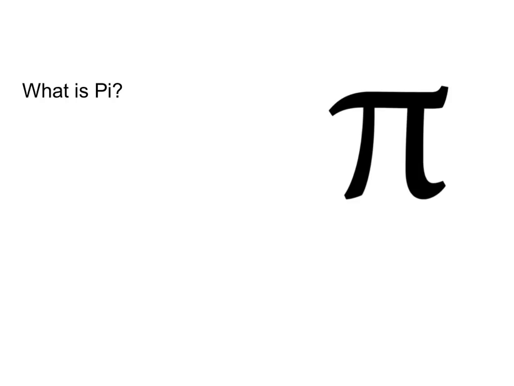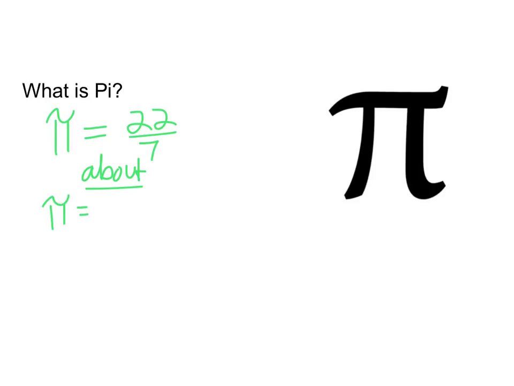I do want us to talk a little bit about what pi is, though. So one approximation of pi is that it is roughly 22/7, about. But that is not exact. A better approximation is to say that pi is 3.14159, and then it just keeps on going and going and going. I'm going to put some dots there to show that it keeps on going.